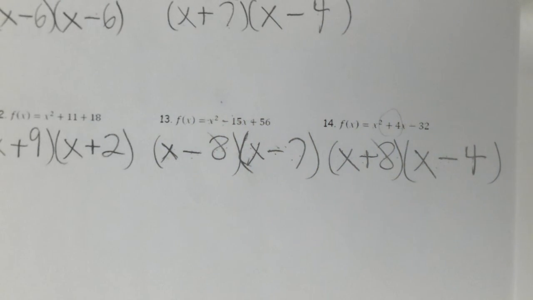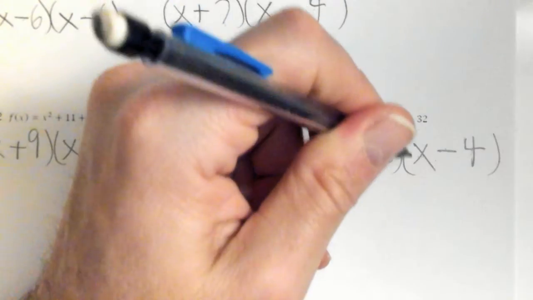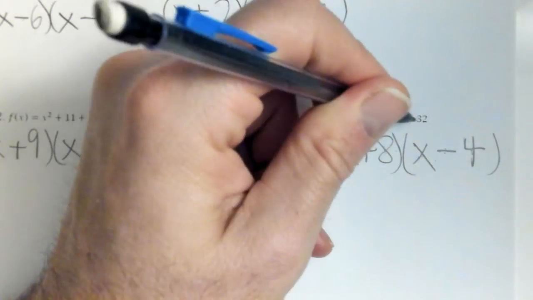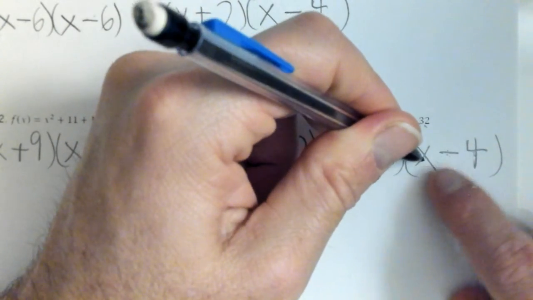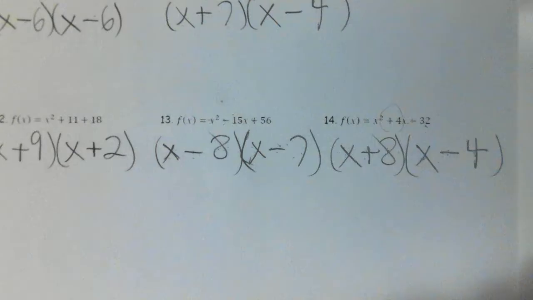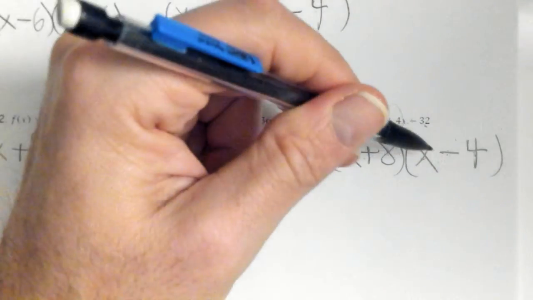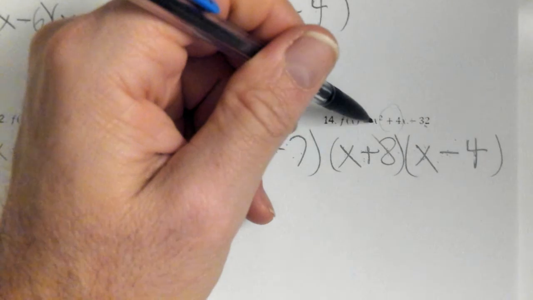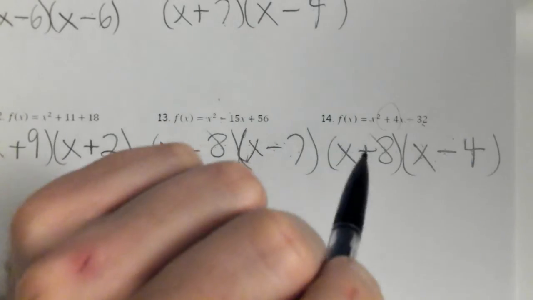Now just to double check to make sure that this is correct, I know my x times x is x squared. 8 times negative 4 is negative 32. But then when I go 8x minus 4x, I get 4x in the middle, which is correct. Remember, if you're still unsure, you can go and multiply this whole thing out, and when you're done, you'll end up getting x squared plus 4x plus 32.